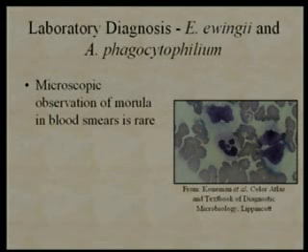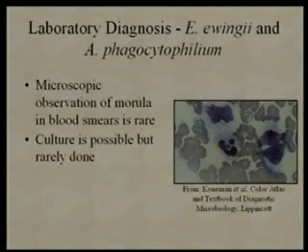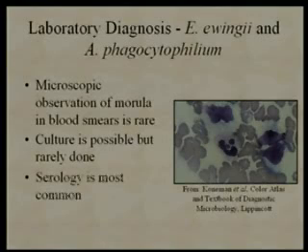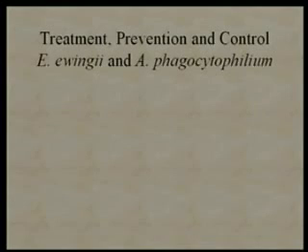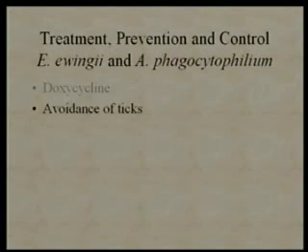You can use the microscope again. Now you're looking for the morula, of course, in the PMNs, the granulocytes, rather than the monocytes. But everything else is the same. It's serology and basically DNA probes that are used to help diagnose the disease. Treatment is going to be the same. There's no difference between these two diseases except the cell that's being infected. Okay? So everything is the same with those.